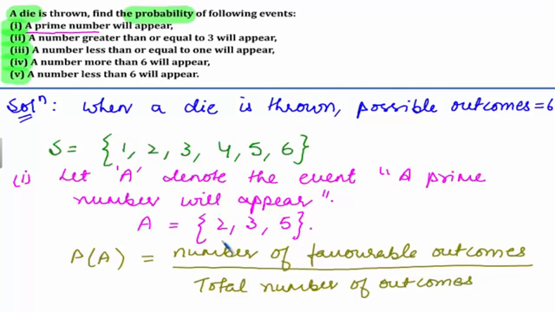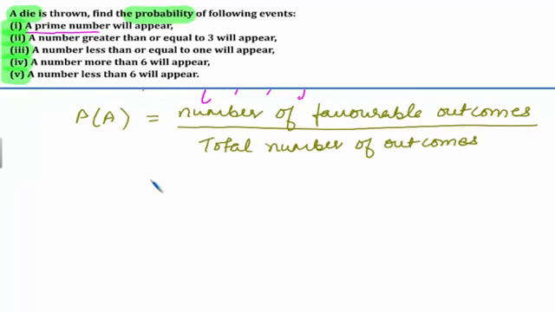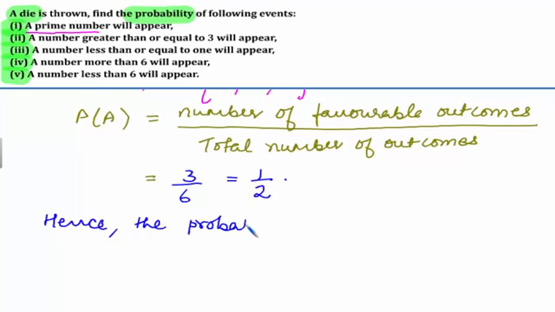Now the favorable outcomes to the event A are 3. So we have 3 upon the total number of outcomes, which are 6. So this is equal to 1 upon 2. Hence, the answer to the first part is, hence the probability is 1 upon 2. Now let us proceed on to the second part.